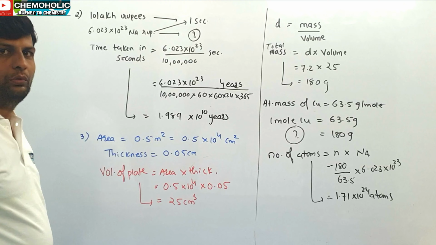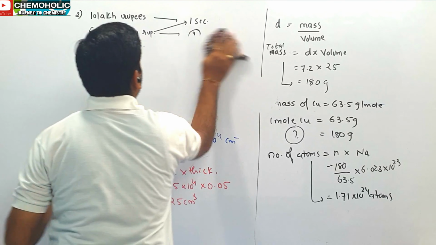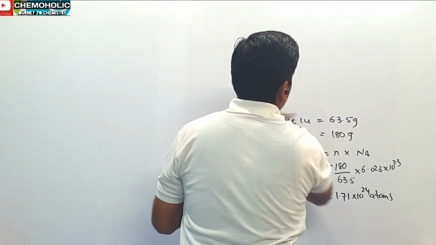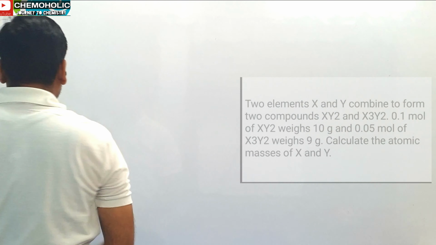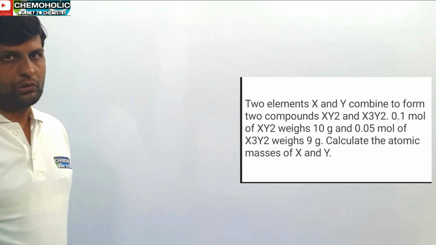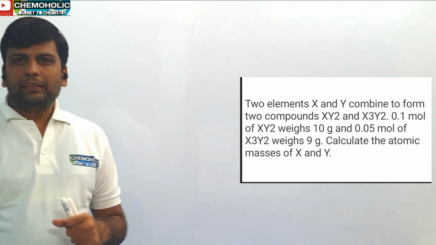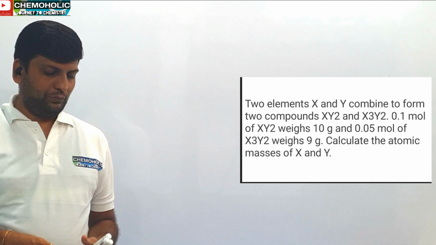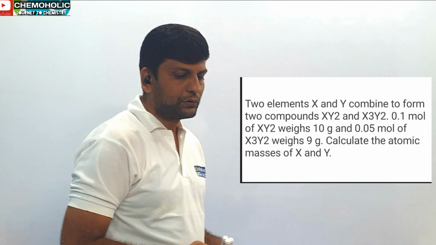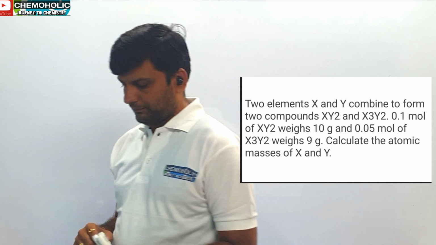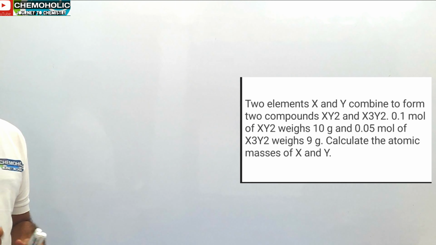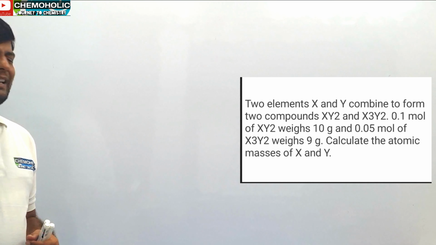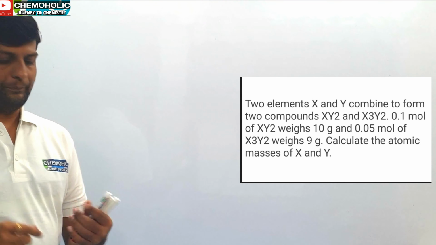Okay, now moving on to question number 4 of favorite 5. So, here is your question number 4. You can see two elements are given, x and y. These two elements form two compounds, one xy2, another x3y2. xy2 has 0.1 mole, and x3y2 has 0.05 moles. If 0.1 mole of xy2 is 10 gram, and 0.05 mole of x3y2 is 9 gram, what is the atomic mass of x and y?